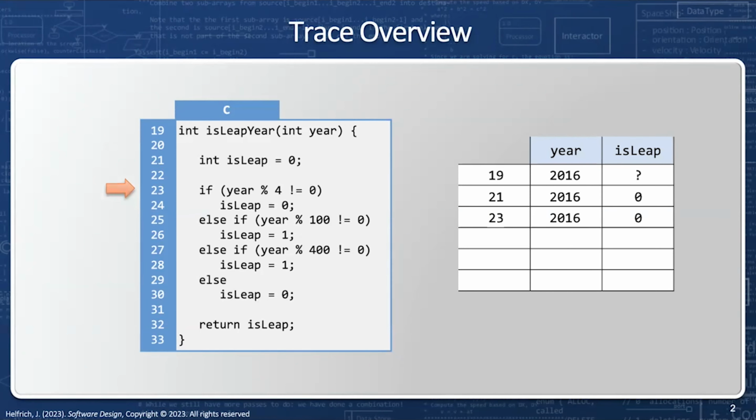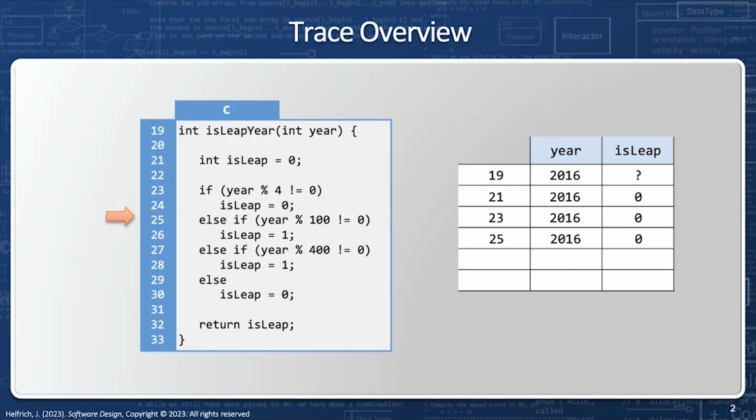Now 2016 mod 4 is 0. 0 not equal 0, false. So I do not go to line 24. I now go to line 25. And then at line 25, my year is unchanged and is leap is still 0. Year mod 100 not equal 0.